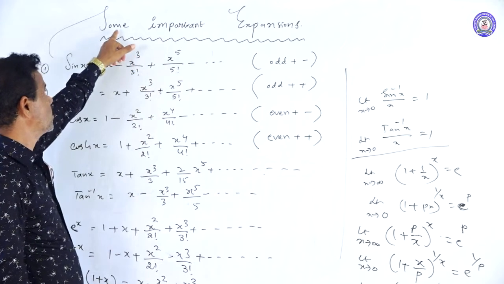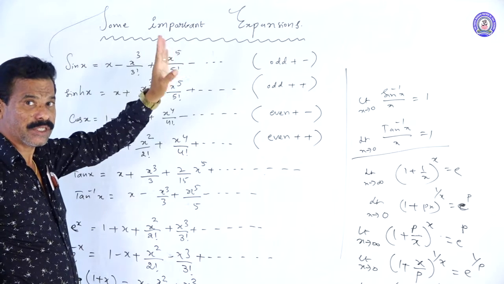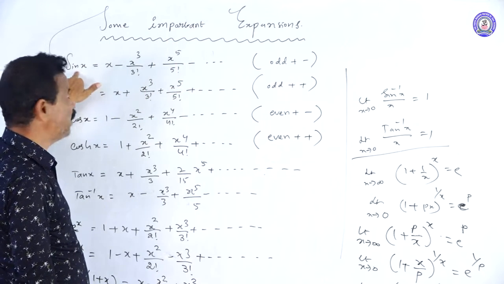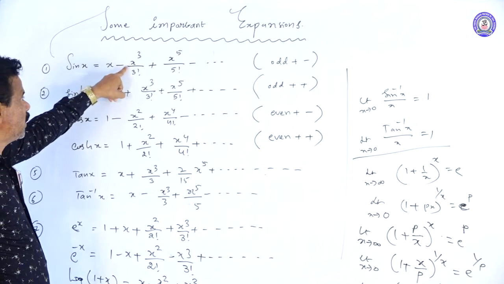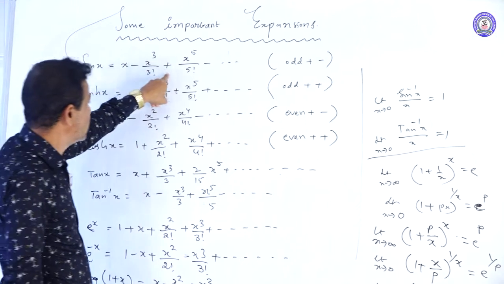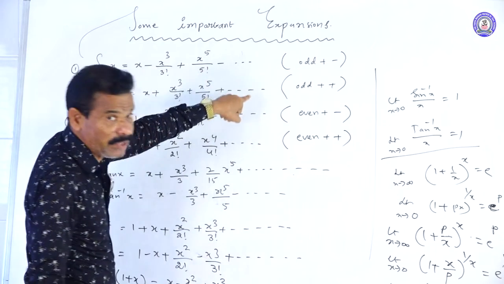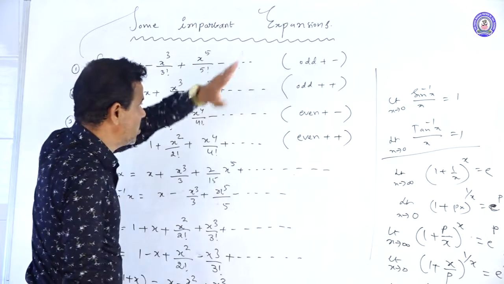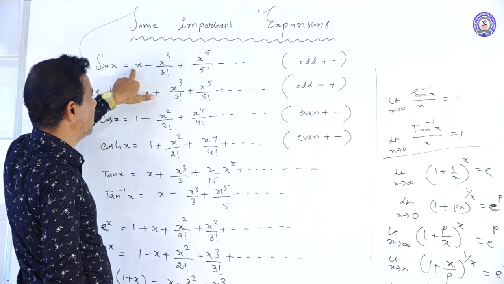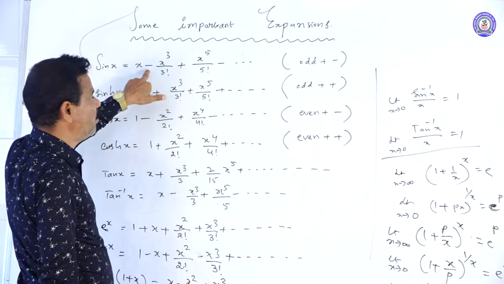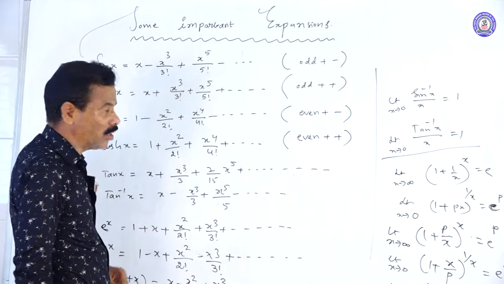Here are some important expansions in terms of x. This is the trigonometric function sin x. The series is x minus x cube by 3 factorial plus x power of 5 by 5 factorial minus x power of 7 by 7 factorial, and it continues. So here the first term is plus, next odd, then even, and all odd numbers come with alternating plus and minus.